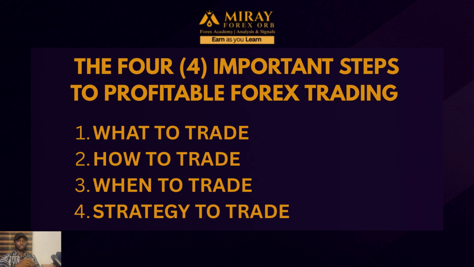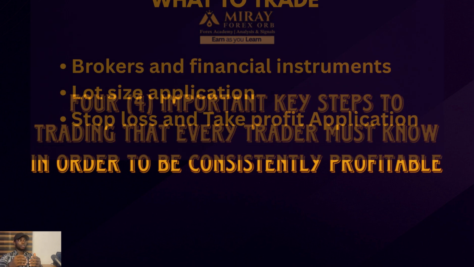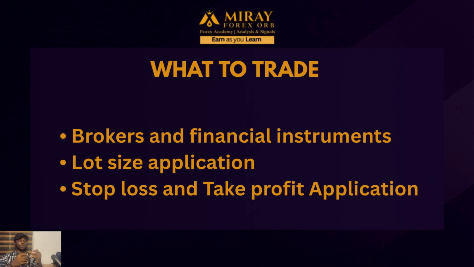So let's start with what to trade. This is where many beginners miss it. Before you click buy or sell and make market execution, you need to understand what exactly you're trading and how the decision you're about to make will affect your outcome. Under what to trade, we have number 1, brokers and financial instruments. Also, we have lot size application, and we have the stop loss and take profit application. Let's start with brokers and financial instruments.